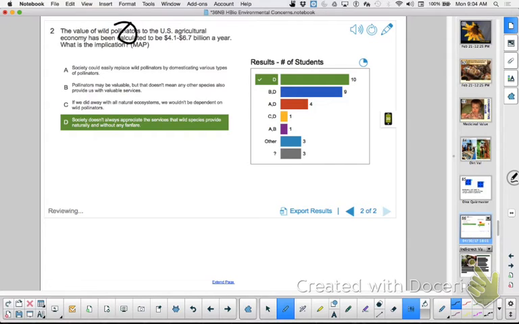And then 10 of you got this one. Okay, we won't erase it. Society doesn't always appreciate the services that wild species provide naturally and without fanfare. 9 of you said pollinators may be valuable, but that doesn't mean any other species also provide us. And 4 of you said society could easily replace wild pollinators. Can we easily replace wild pollinators? No. Okay. Check with your bio buddy.